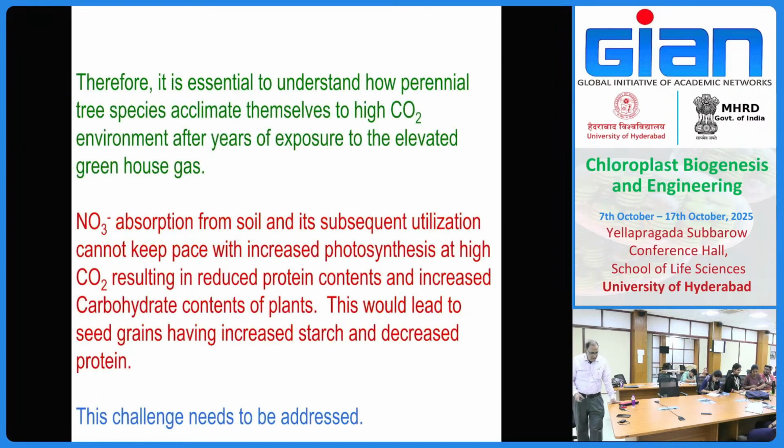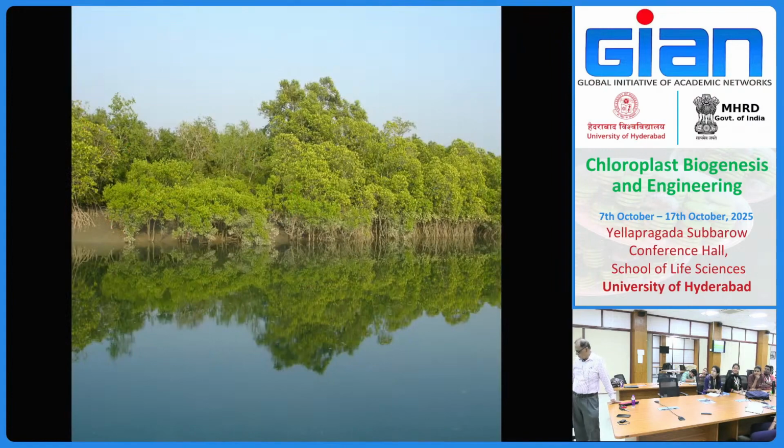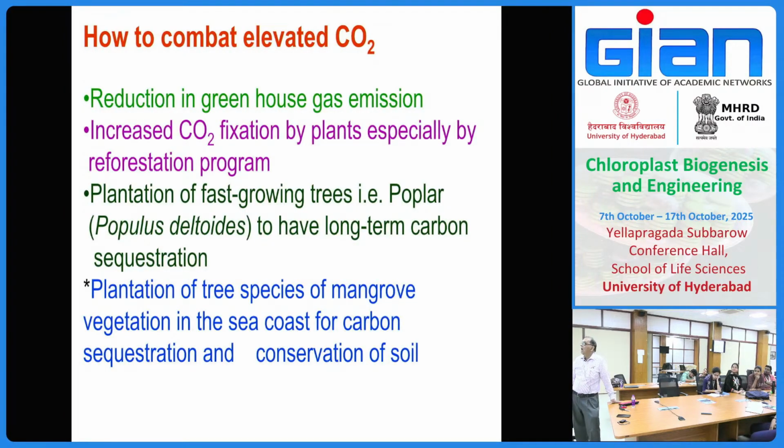Now, another point I must make: how to combat elevated CO2. Reduction of greenhouse gas emission is, of course, very important. CO2 emission in particular, and then methane, right? Methane emission today is very low, but still some amount of methane is emitted from the rice fields. Why?